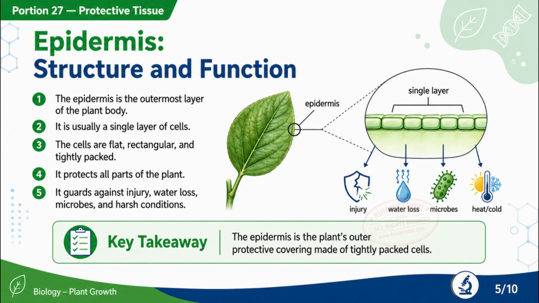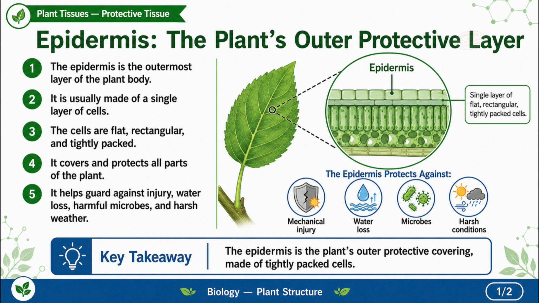1. Protective tissue. Epidermis. Structure. The epidermis is the outermost layer of the plant body, a tightly packed single layer of flat rectangular cells. It protects all parts of the plant from mechanical injury, water loss, harmful microorganisms, and extreme environmental conditions.